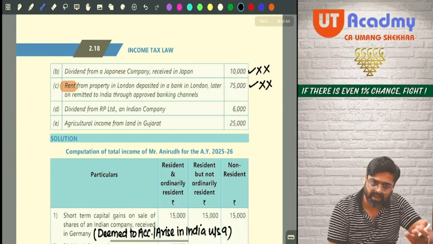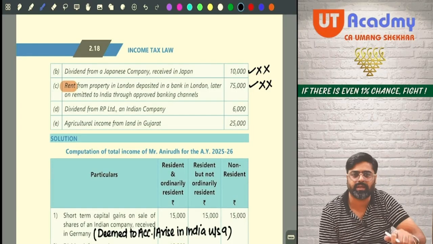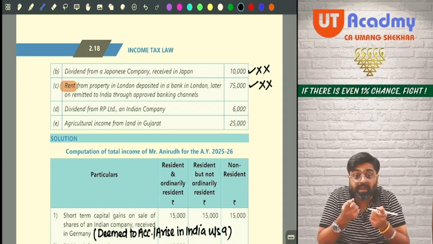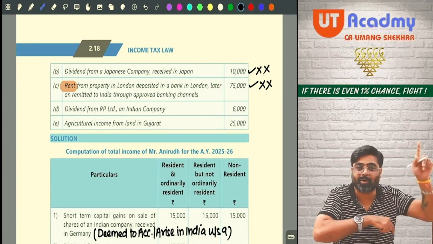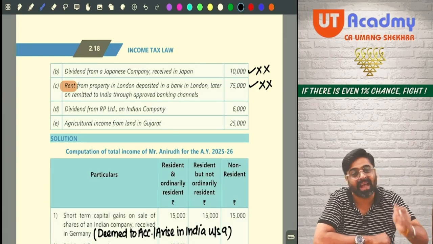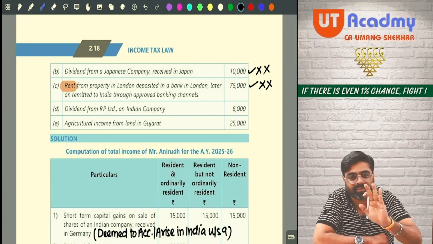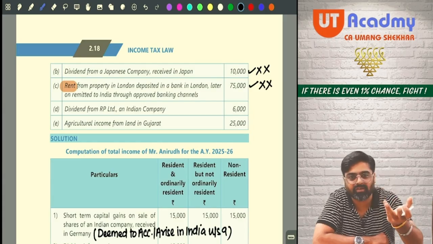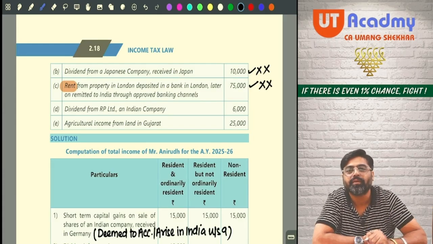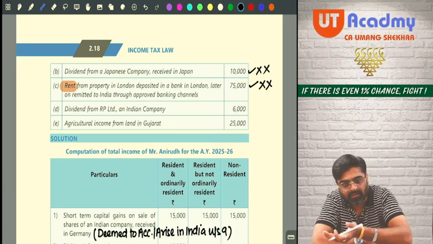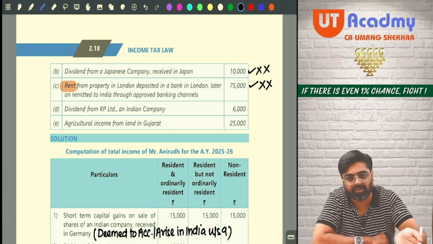Now tell me, are they telling you that this dividend is received outside India? If they would have told you that, then under section 9, it is deemed to accrue or arise in India, then also Indian income. But since they are not telling you, I will consider as if this dividend is received in India. So the company is an Indian company, dividend accruing from India and also received in India.